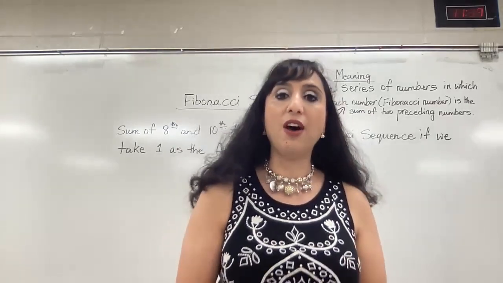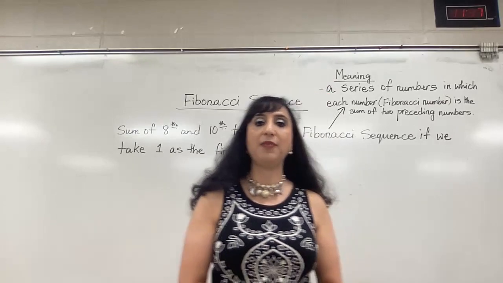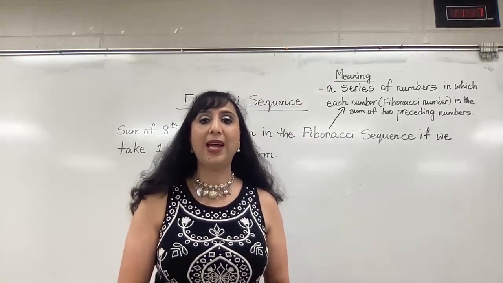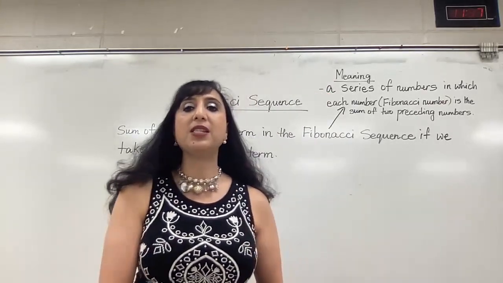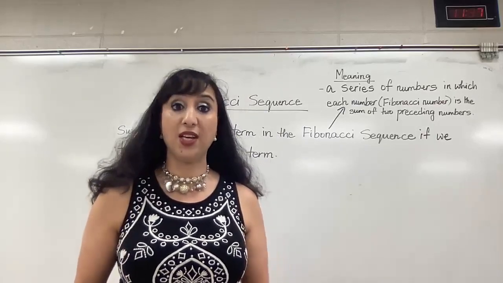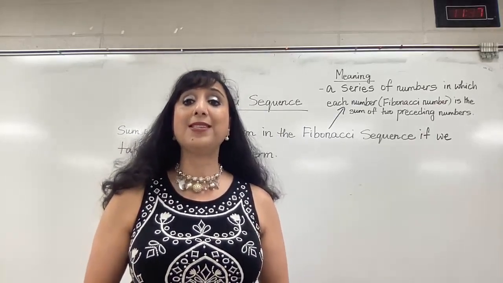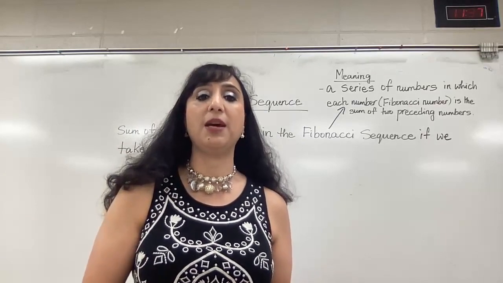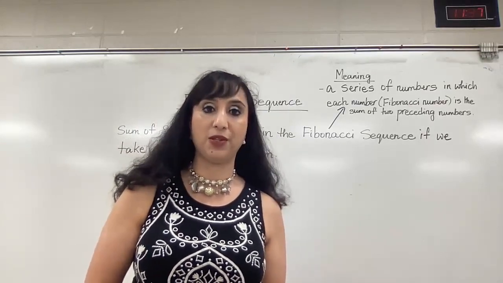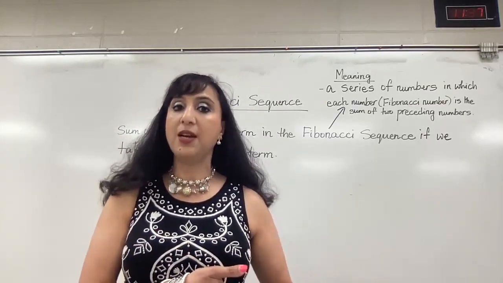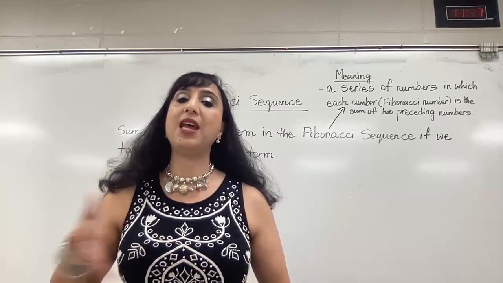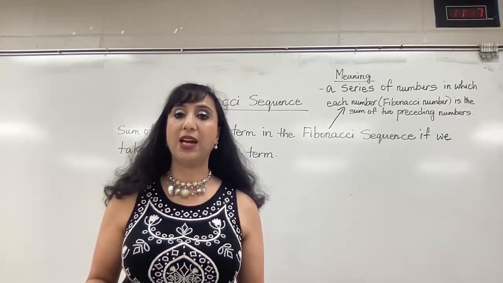Okay, so the Fibonacci sequence is actually pretty simple. It is a series of numbers in which each number, which is the Fibonacci number, is the sum of the two preceding numbers. That means you take the two numbers before it, you take the sum of them, and that forms the next number in that pattern, in that series.